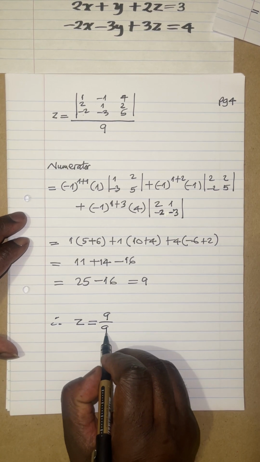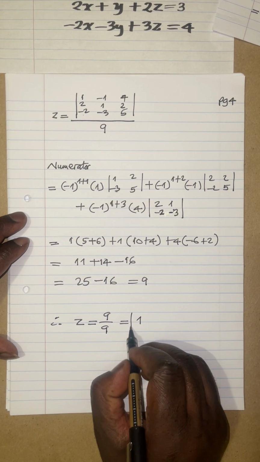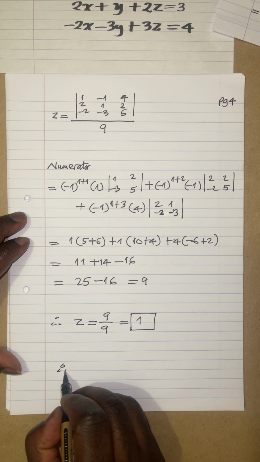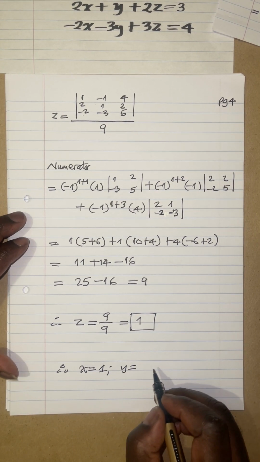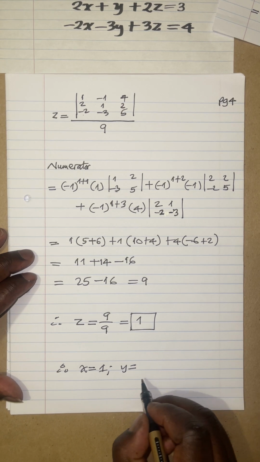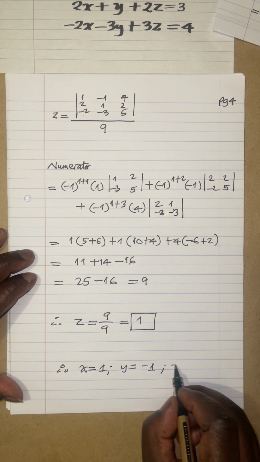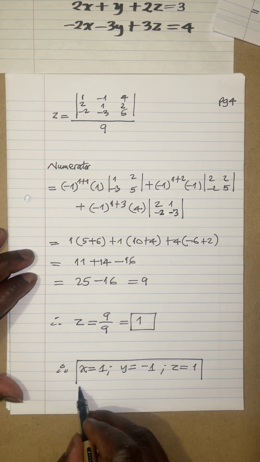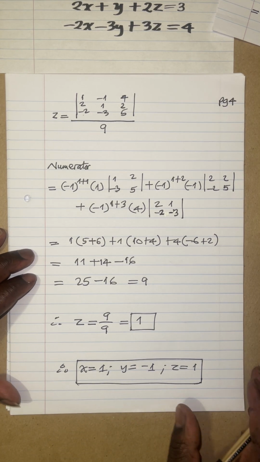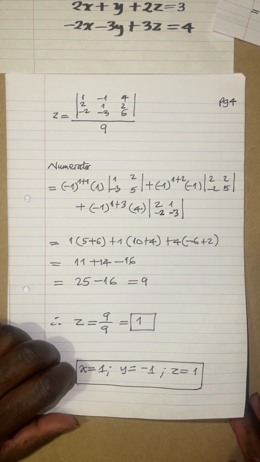Our denominator, remember, we worked it out already, and our final answer is 1. So we can say here now, therefore x equals 1, y equals, we found it as minus 1, and z, we found it as 1. So this is our final solution by using Cramer's rule, right, involving the determinant of a 3 by 3 matrix.